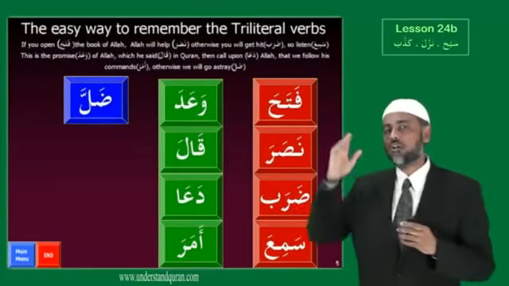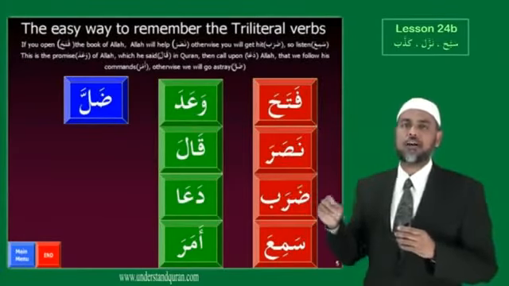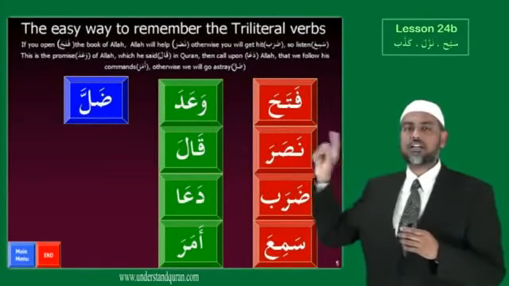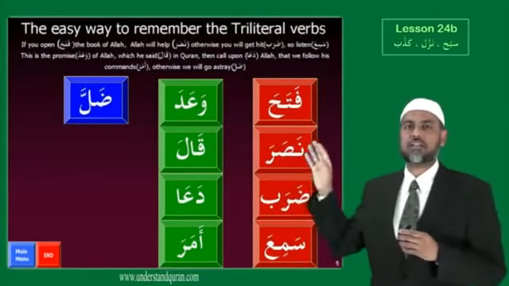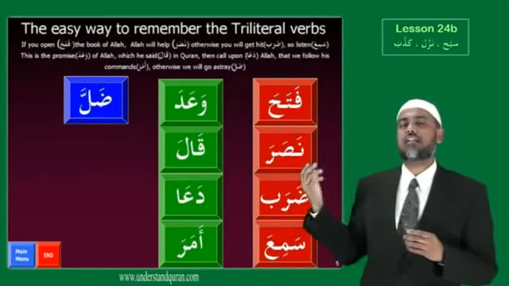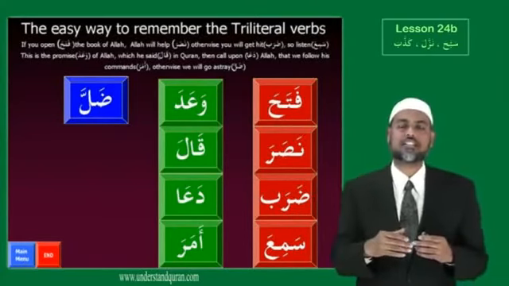And after that we also have learned special cases like wa'ada, qala, da'a, amara and dalla. Wa'ada has weak letter in the beginning, qala has weak letter in the middle, and da'a has weak letter in the end, and amara has hamza, and dalla has repeated root letters.